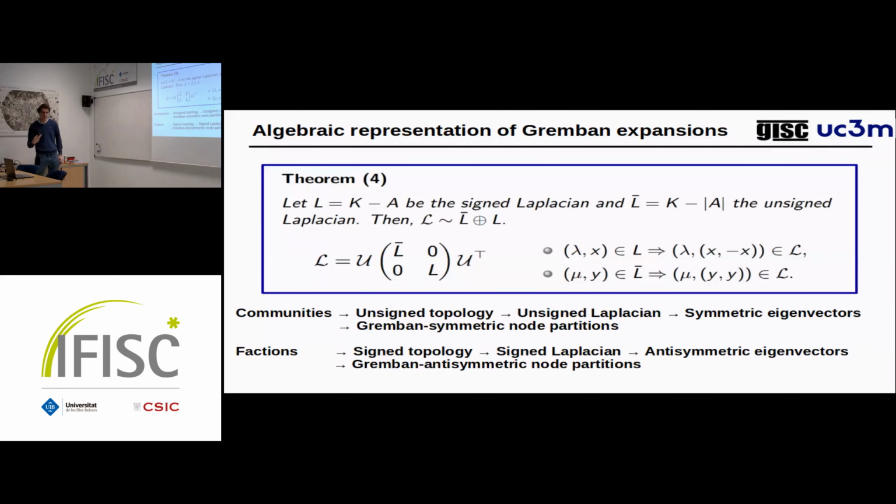So there is a parallelism here, because we said that communities are related to the unsigned topology, which is encoded by the unsigned Laplacian, and this unsigned Laplacian gets mapped to symmetric eigenvectors. And at the same time, before we said that communities have Greenbank symmetric partitions. And on the other hand, factions depend on the distribution of edges, which is encoded in the signed Laplacian, which has antisymmetric eigenvectors, and at the same time, factions have antisymmetric partitions. So now we can use this to determine this.